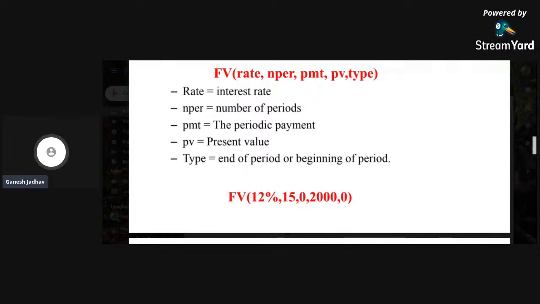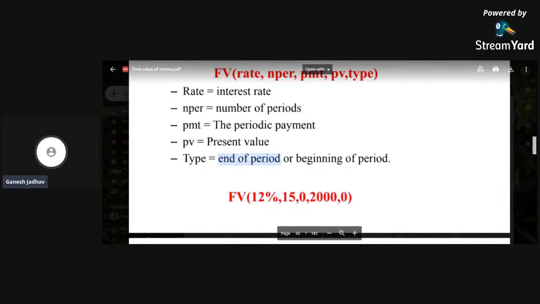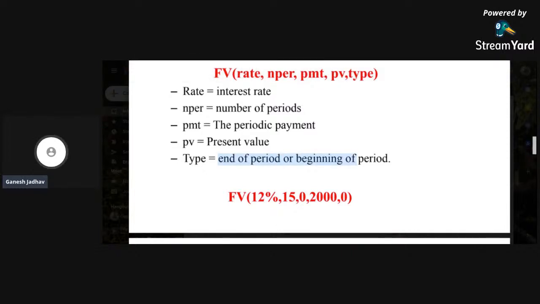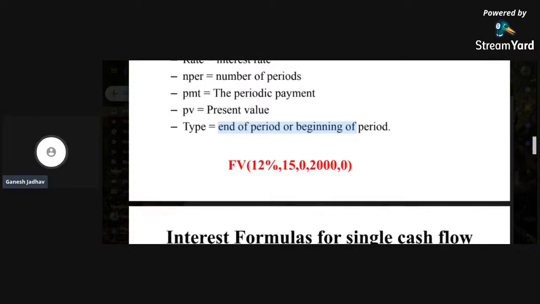This is the initial one. So 2000 is the value of P, that is the present value. And 0 is the type, meaning the beginning of the period. So your initialization starts from 0, so you have written 0 here.